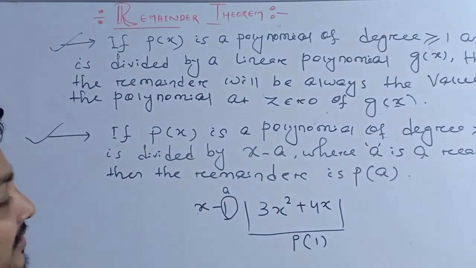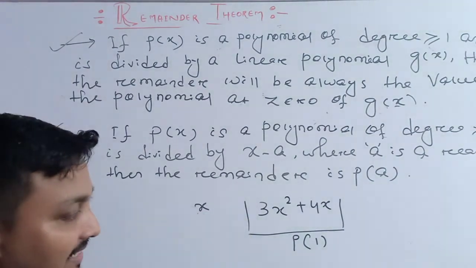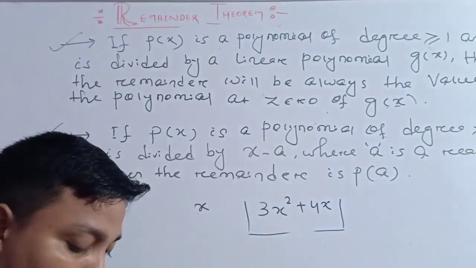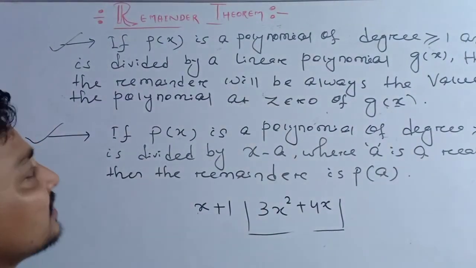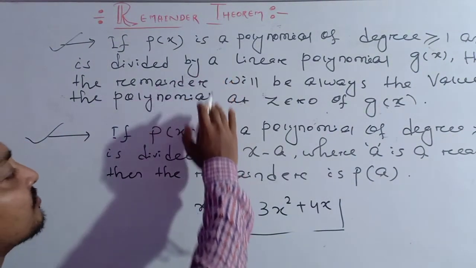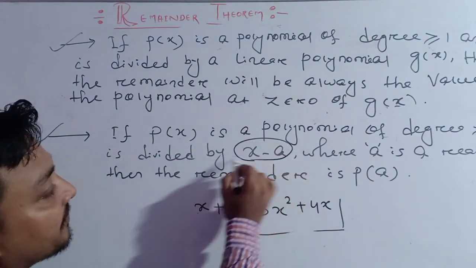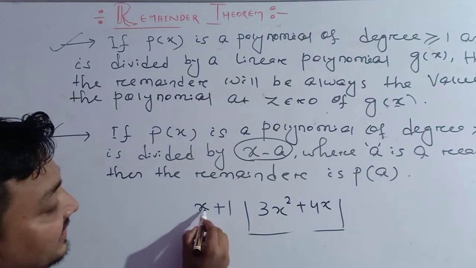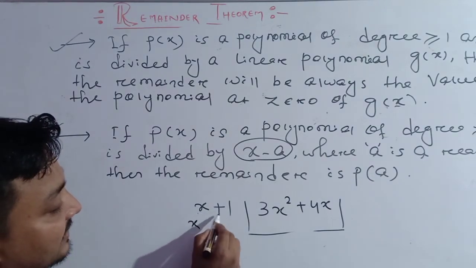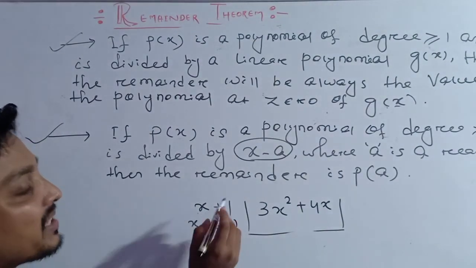And suppose the situation is like this. Instead of x minus 1, suppose it is given x plus 1. Which formula do I have to apply? This one or this one? This one means x minus a, but here it is not minus, so I can arrange x plus 1 in the form of x minus of a minus 1, because minus of a minus 1 means plus 1.